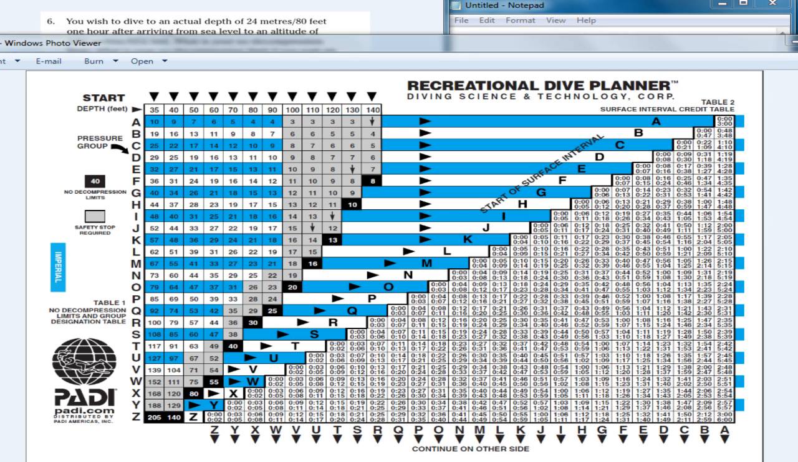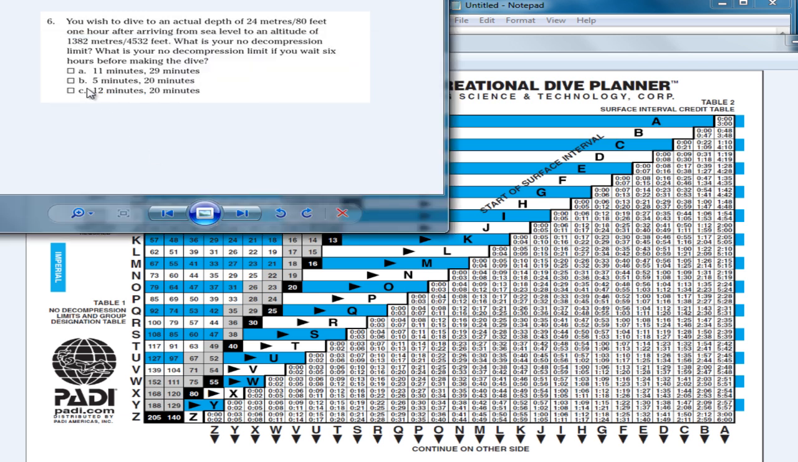When you land at 1,000 feet or higher from sea level, it's like you are in a lower pressure atmosphere, so it's like surfacing from a dive. So you would just plan it as a multi-dive. Let's look at the questions here. It says you wish to dive to an actual depth of 80 feet 1 hour after arriving from sea level to an altitude of 4,532 feet. What is your no decompression limit? What is your no decompression limit if you wait 6 hours before making the dive?